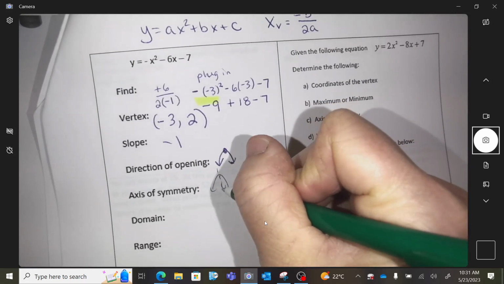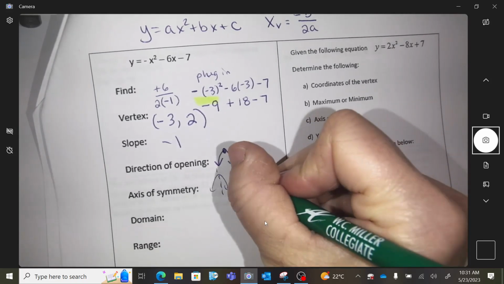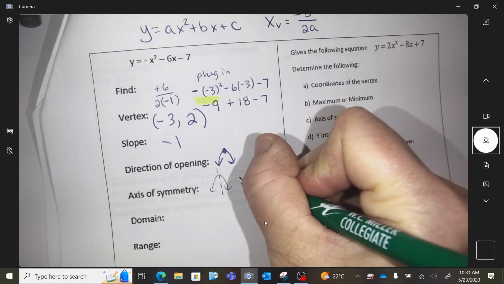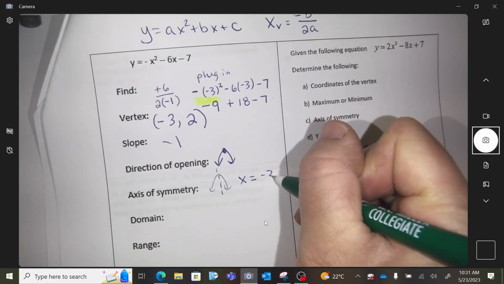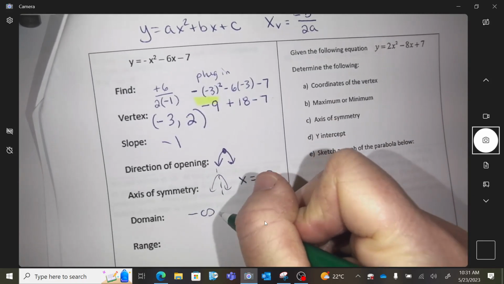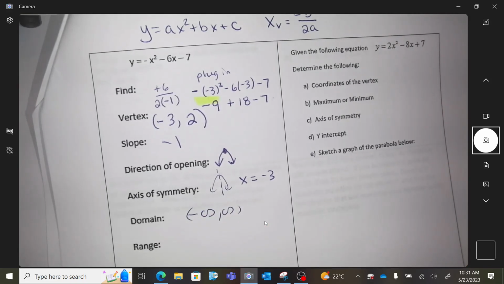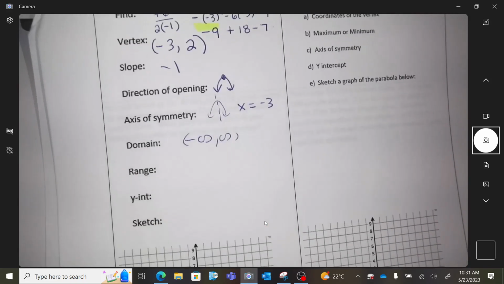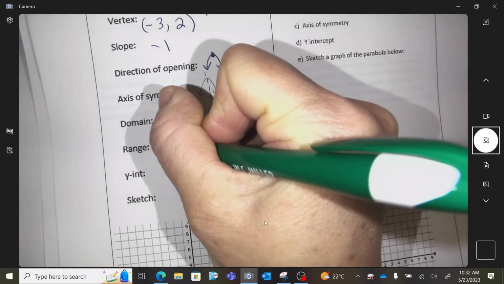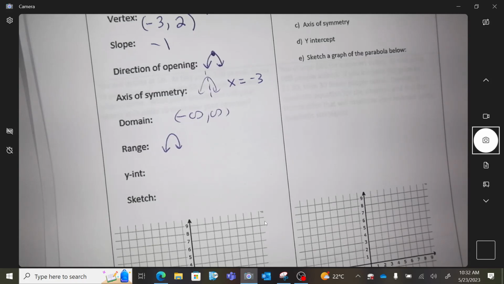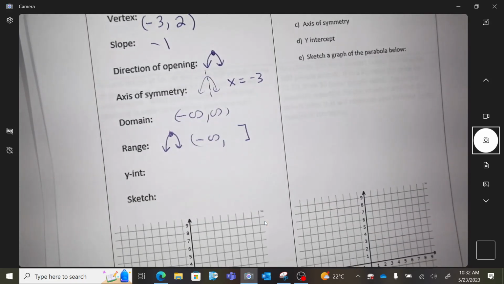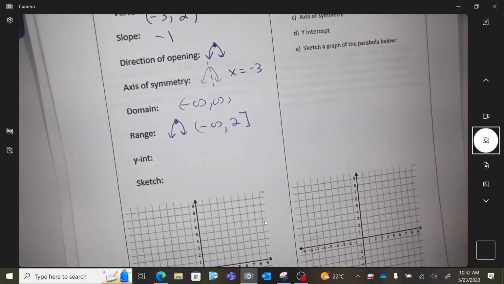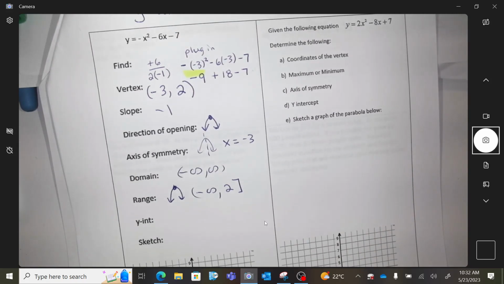What's the axis of symmetry? What's that line that goes right through the middle? How do you always start it? X equals, and the x number that we're going through here is negative 3. Domain, same, is negative infinity to infinity. Range, the lowest is down forever, so negative infinity to the exact top height of 2, because that's the height of my vertex.